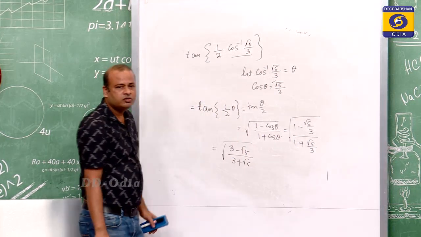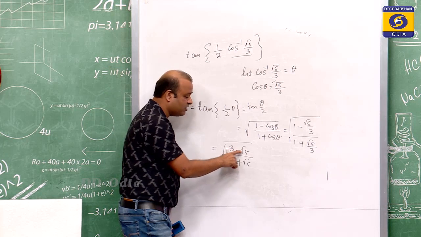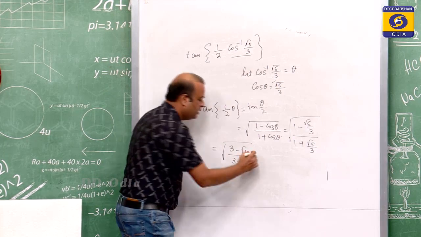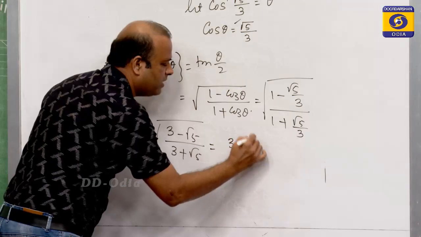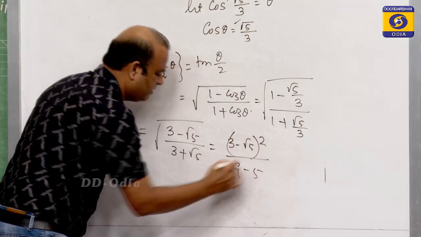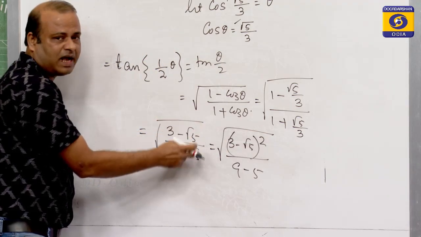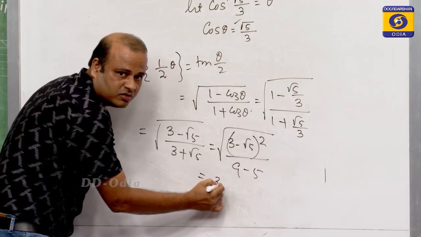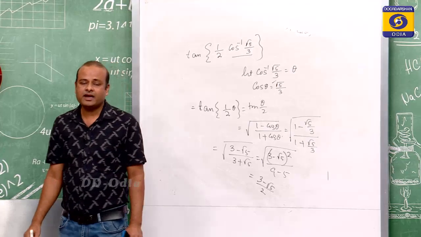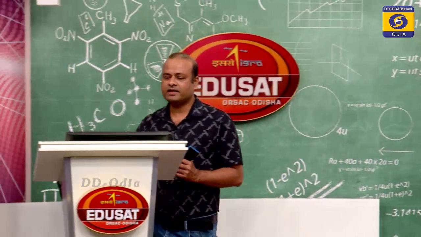Rationalizing this one, multiplying 3 minus root 5 in the numerator as well as in the denominator, you will get 3 minus root 5 whole square divided by 9 minus 5, root over. The answer is your 3 minus root 5 by 2. This is the value of tan of 1 by 2 cos inverse root 5 by 3.